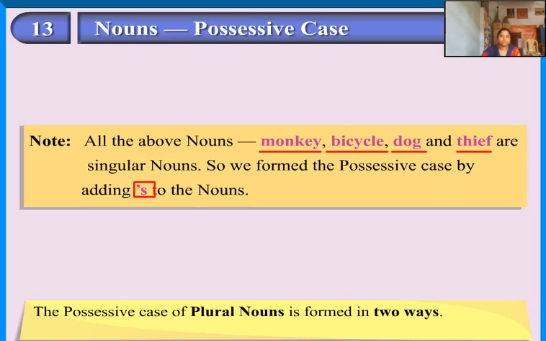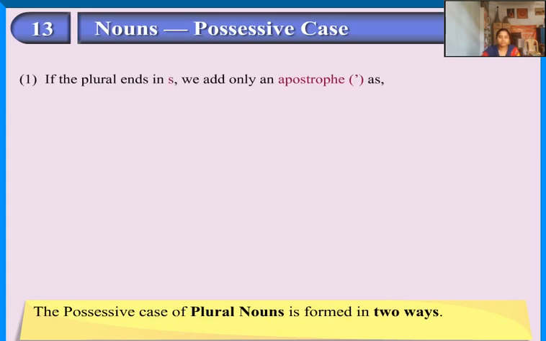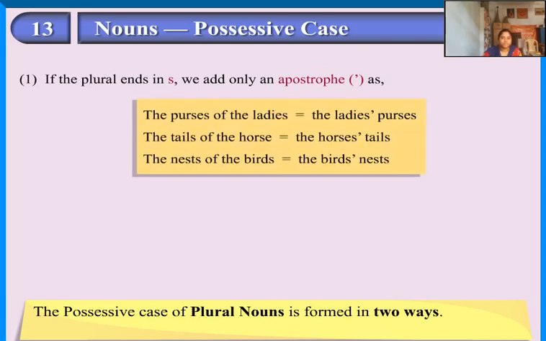The possessive case of plural nouns is formed in two ways. If the plural ends in s, we add only an apostrophe, as in examples: the purses of the ladies, the ladies' purses; the tails of the horses, the horses' tails; the nests of the birds, the birds' nests.